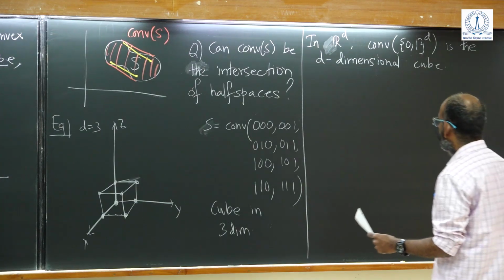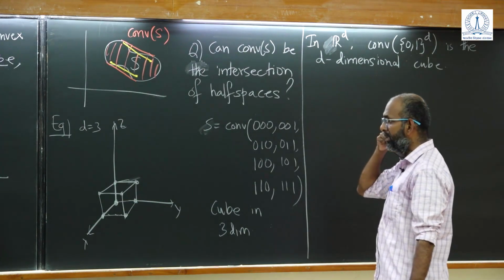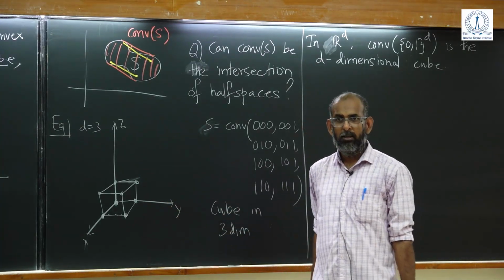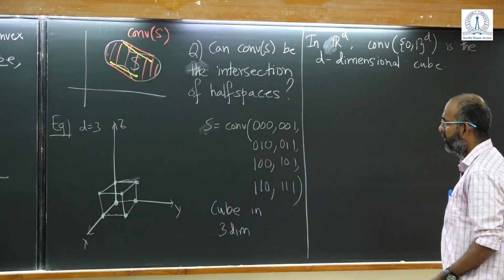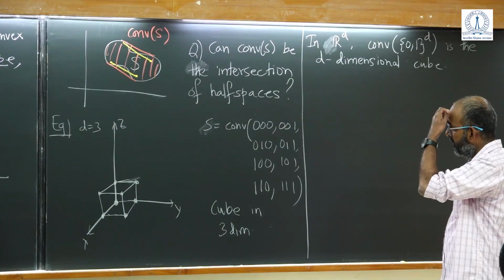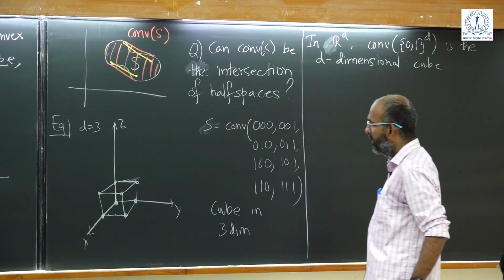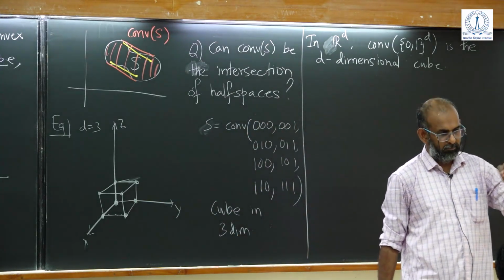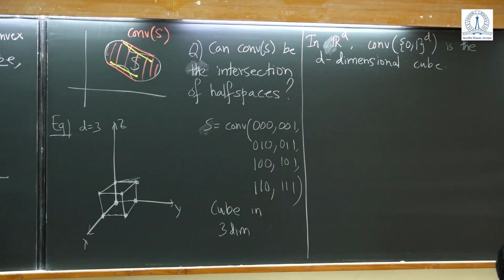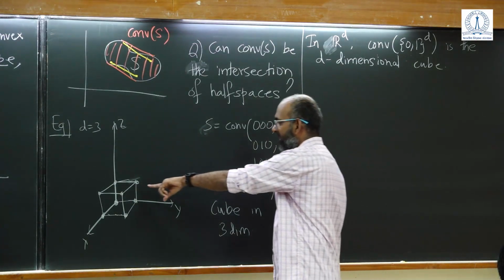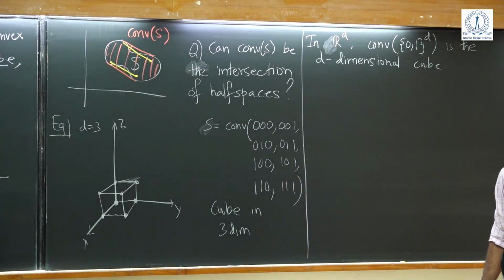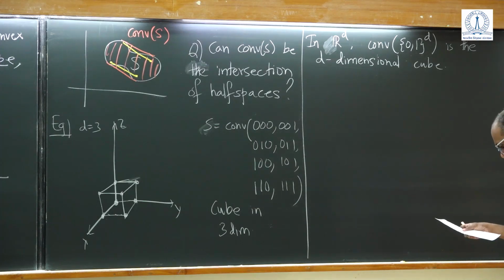So other than the cube, the cubes are important examples of polytopes. They have the property that, how should I say this, every vertex has d neighbors in d dimensions, right? So there's a special name for such polytopes.